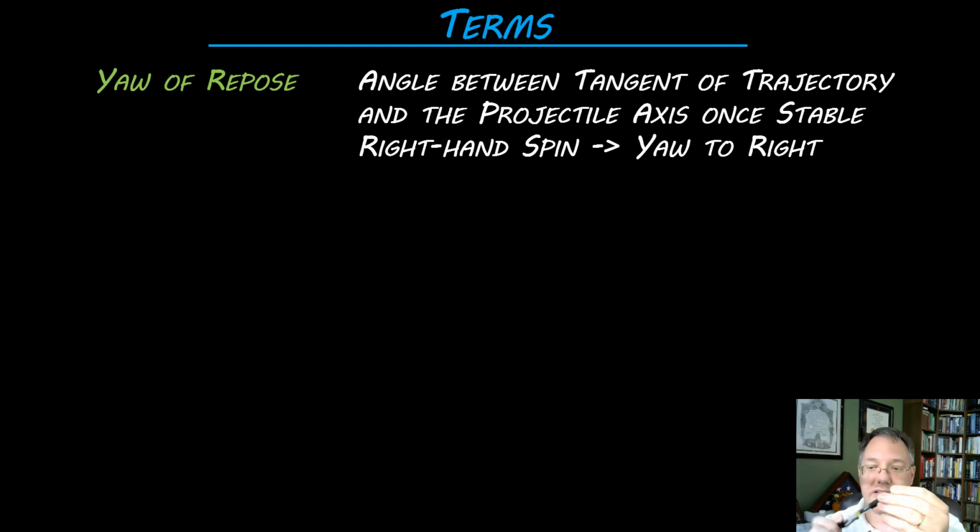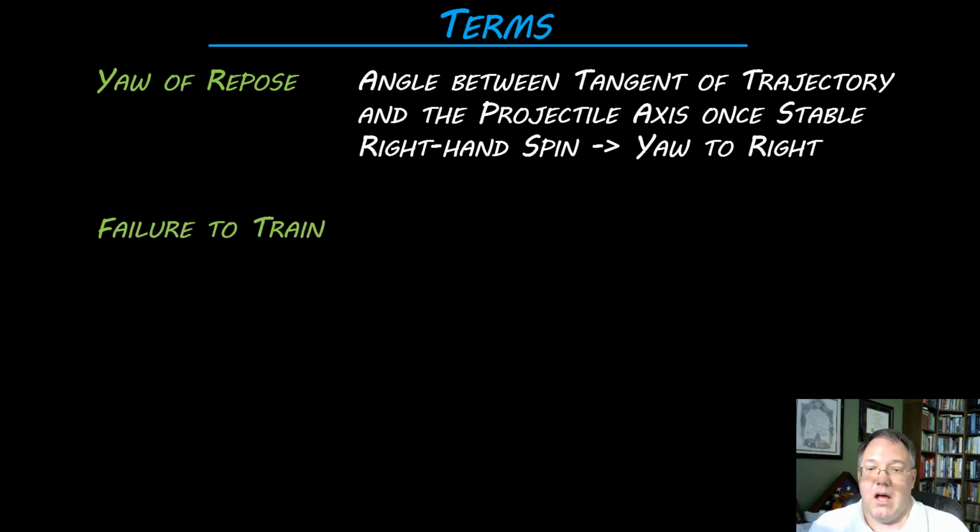Now, if we have a right-hand spin, because we're spinning the projectile, then we end up with a little bit of yaw to the right. So not only are we nose up, but we're also yawed to the right slightly if we're right-hand spin. If we're left-hand spin, it might be in the other direction. So with the right-hand spinning projectile, we're going to end up with this yaw of repose that's slightly to the right, and our nose is up at the same time.